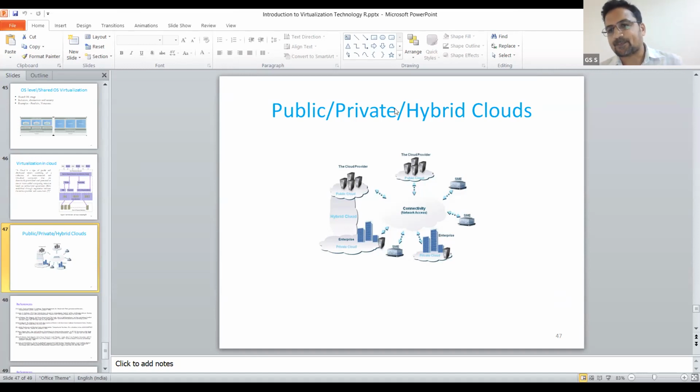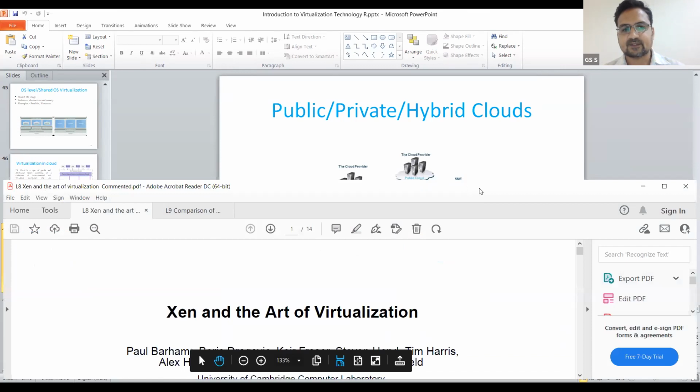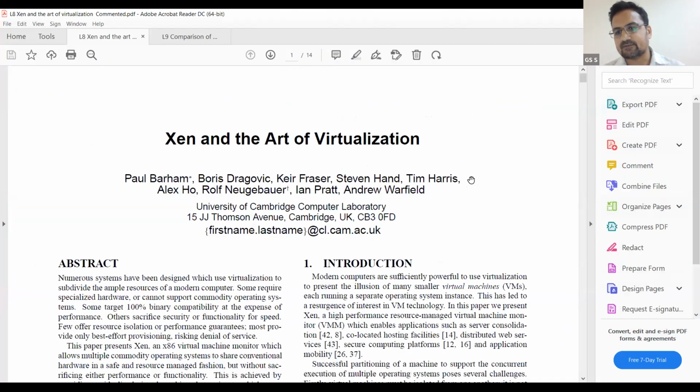So now I'm moving forward, and we are taking a leap towards some of the important papers. Let me discuss the first paper in this direction, which is this one. I already told you about this paper. This paper is already available in the repo which I shared, right? And the paper's title is Xen and the Art of Virtualization.